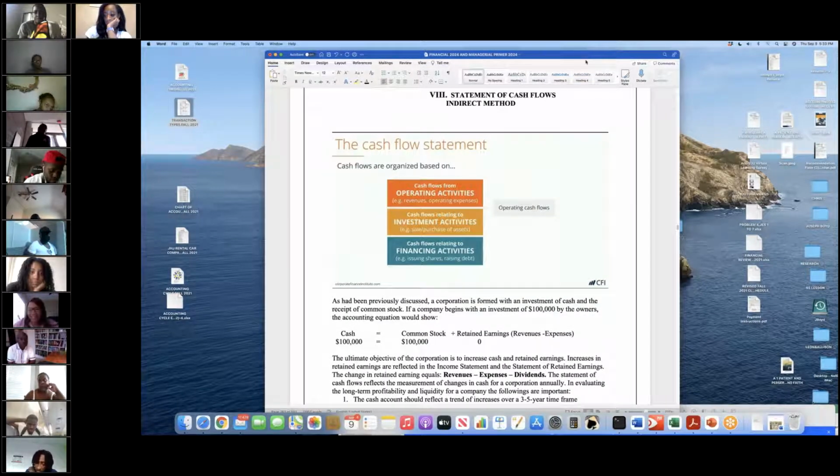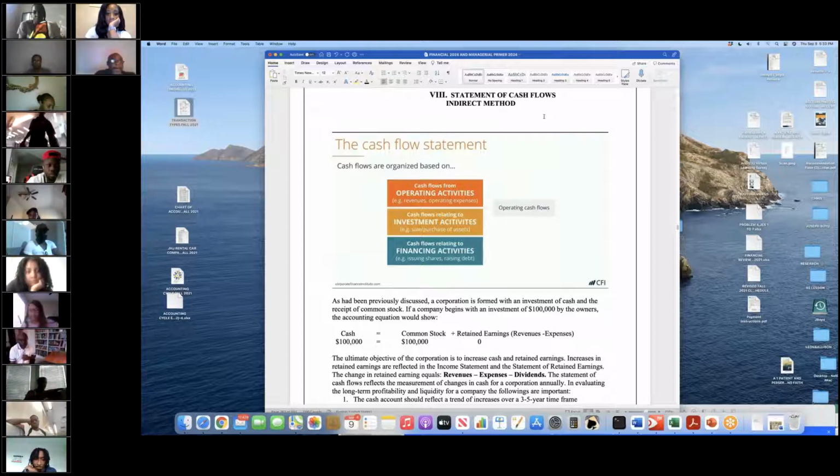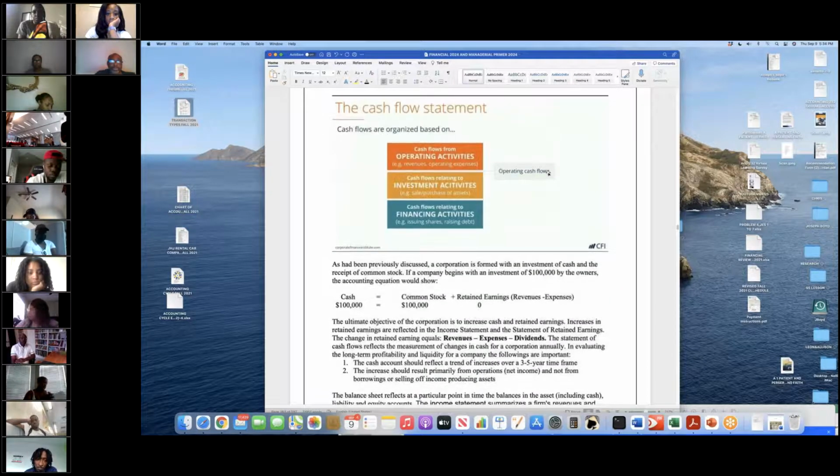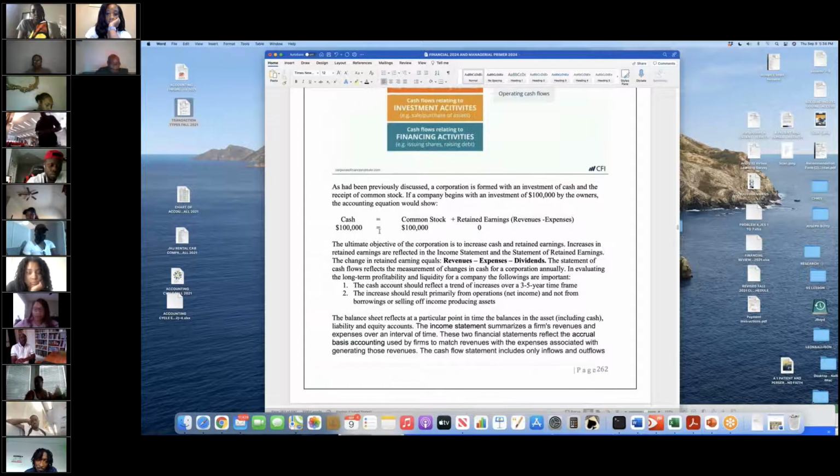Okay. Statement of cash flows. There are 4 financial statements: the income statement, statement of retained earnings, and balance sheet, and of course, the statement of cash flows. We covered Principles 1 in some detail. We now want to look at the statement of cash flow and what you need to be aware of when we look at businesses.